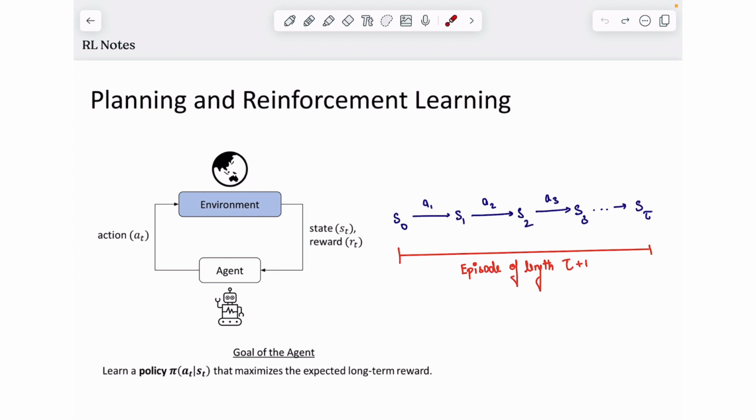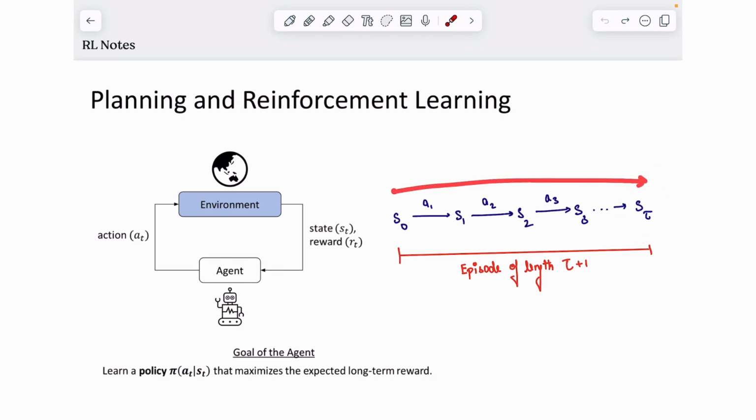At every time step, the agent will take a particular action, the environment will execute the action, and it will return the next state and the reward corresponding to taking that action that was decided by the agent. For example, let's say you start with the initial state S0 and you take action A1, you will reach a state S1. And then on state S1, you will decide what action is to be taken next. You will take action A2 and you move to S2. Similarly, this process continues till you reach the end state, which is represented by S tau in this case.